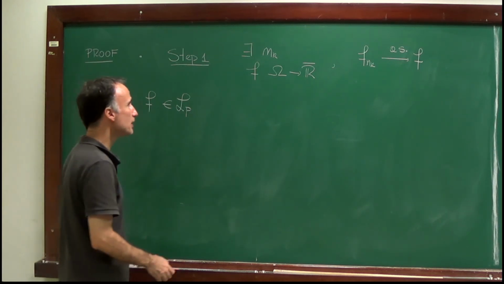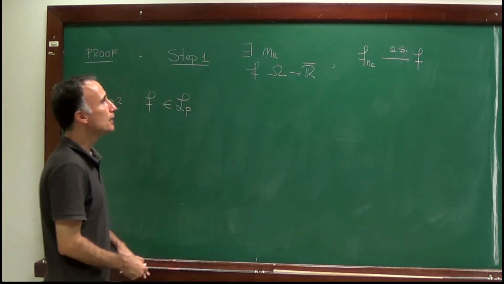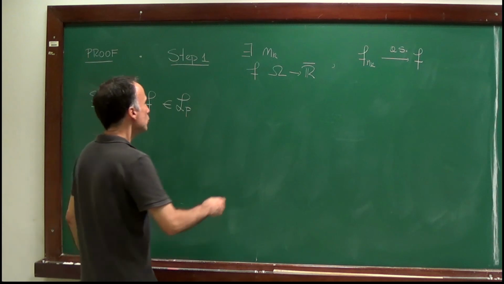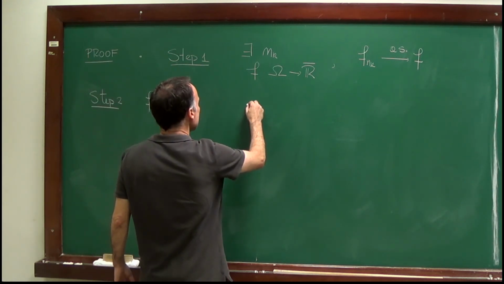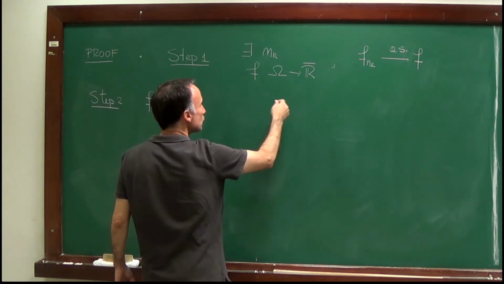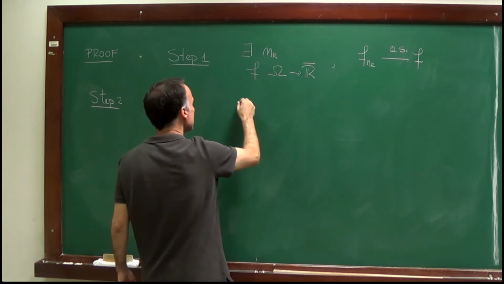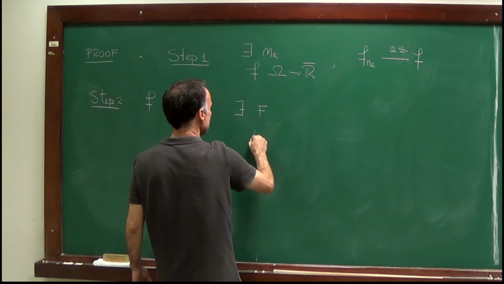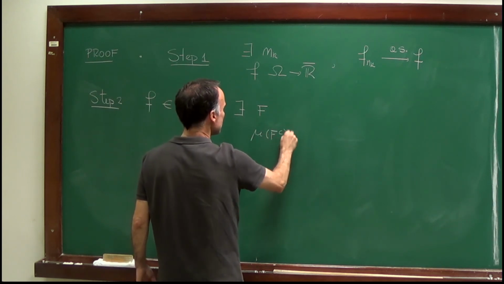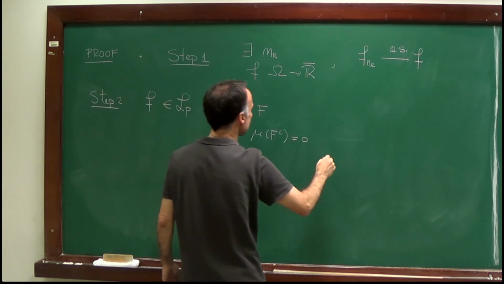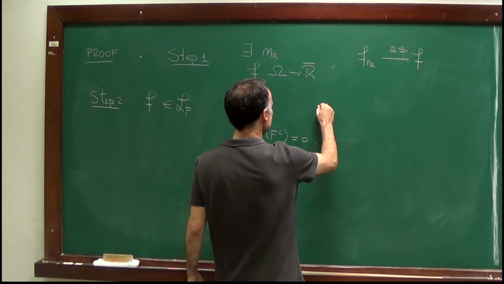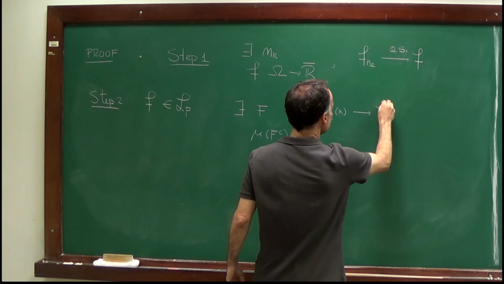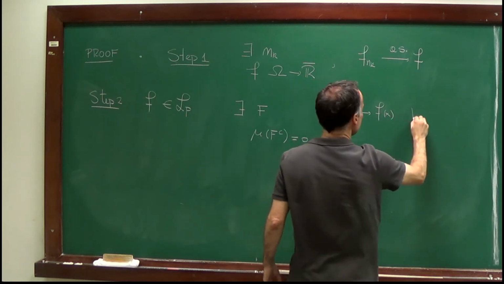Well, what we know is that f_{n_k} belongs to L^p and that it converges almost surely to f. So remember that, well, since f_{n_k} is converging to f, there exists a set F such that mu of F complement is equal to 0, and f_{n_k}(x) is converging to f(x) for all x in F.